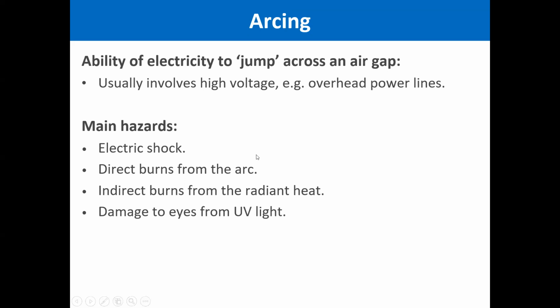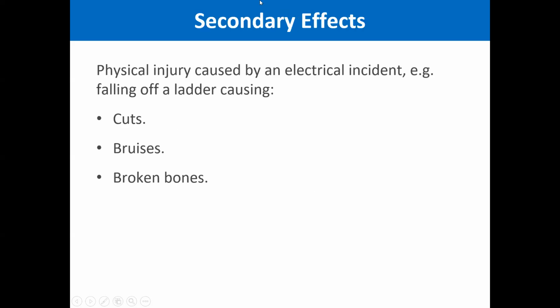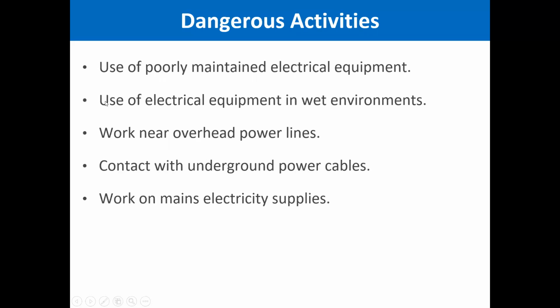Main hazards of arcing include electrical shock, direct burns from the arc, indirect burns from the radiated heat, and damage to your eyes from the ultraviolet radiation. Secondary effects can also be caused by electricity. If you get an electrical shock, you might fall off a ladder, or you might be working at height and get an electrical shock and then fall off, which will cause cuts, bruises, and broken bones.